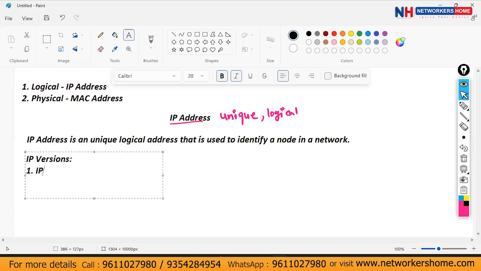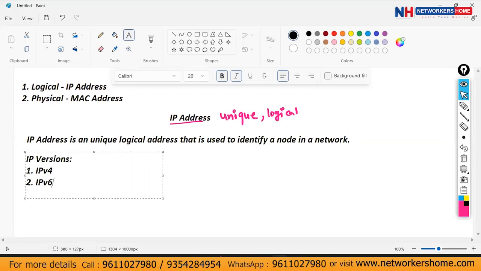First is IPv4 and second is IPv6. These are the two versions. So what are the differences between the two versions? First of all, IPv4 was designed to address the network, to provide addresses to the entire internet.